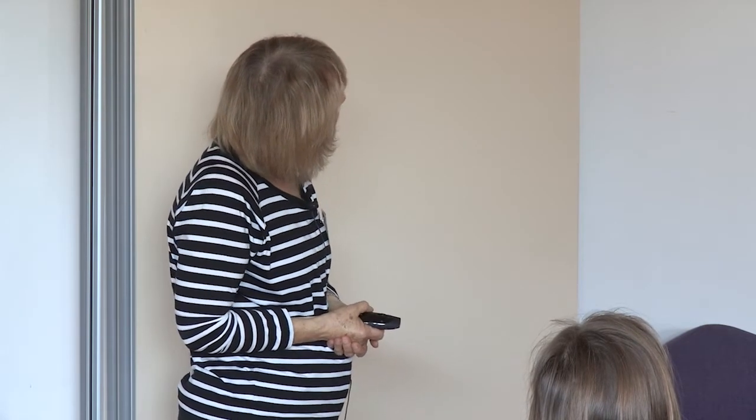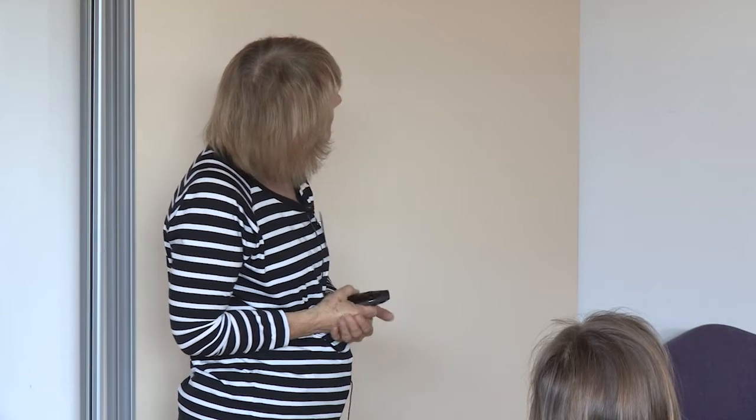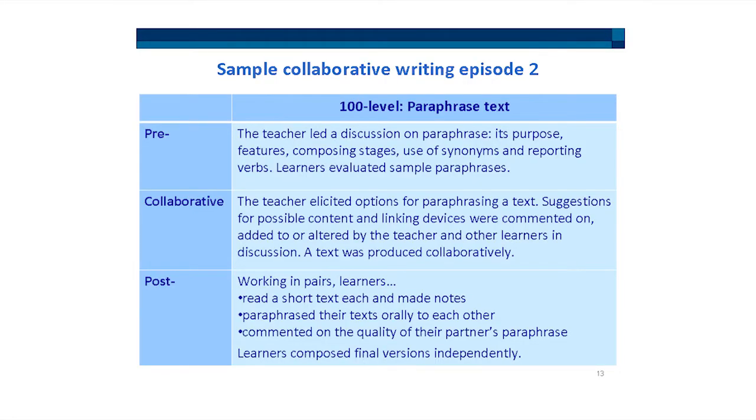My second example is from a more advanced level class, and it's a paraphrase text. The teacher led a discussion on paraphrase, its purpose, its features, composing stages, use of synonyms and reporting verbs, and learners evaluated sample paraphrases, both model ones and flawed. In the collaborative phase, the teacher elicited options for paraphrasing a text. Suggestions for possible content and linking devices were commented on, added to or altered by the teacher and other learners in discussion, and a text was produced collaboratively.